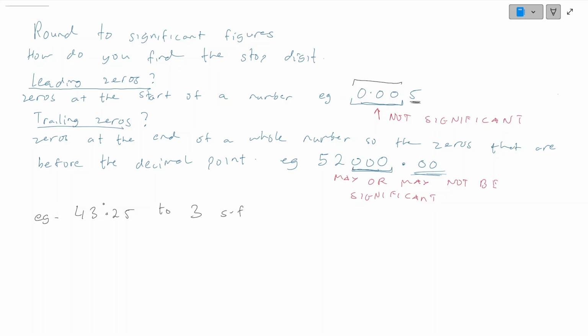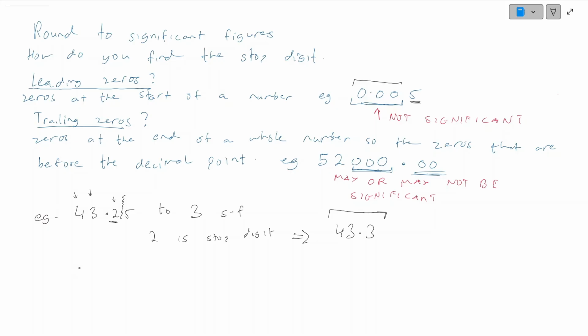We start from the left. My first significant figure is 4. Second significant figure is 3. Third significant figure is 2. This right here will be my stop digit. 2 is the stop digit. Then the method stays the same. Look at the next-door number, and if it is 5 or more, we will round up, and it will then become 43.3. Therefore, 43.25 rounded off to 3 significant figures would be 43.3. And as you can see, there are 3 significant figures here, the digits that are significant.